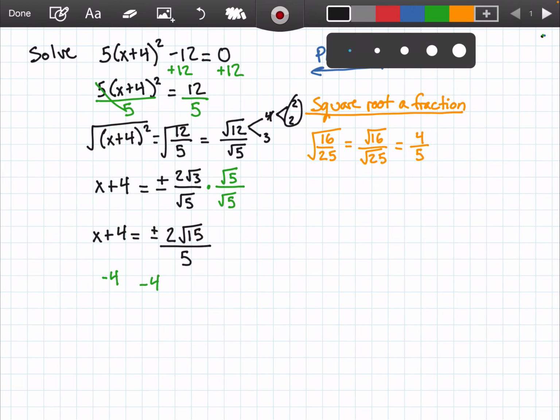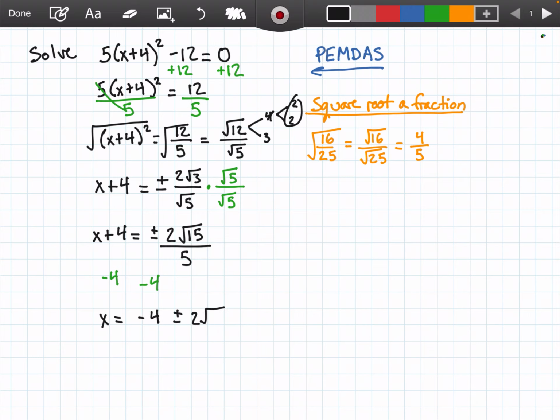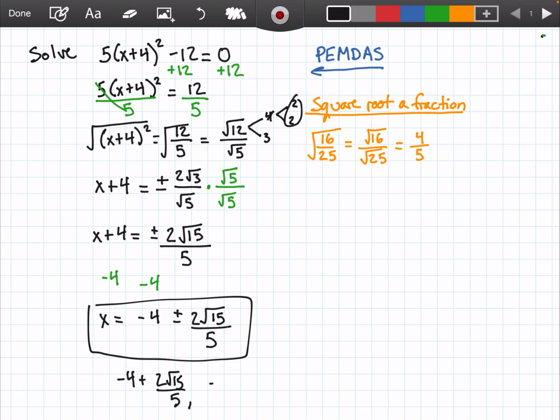Subtract 4 from both sides. I get x equals negative 4 plus or minus 2 root 15 over 5. If you type this into Canvas, that should be totally fine. And we'd want to split it into negative 4 plus 2 root 15 over 5, and negative 4 minus 2 root 15 over 5.